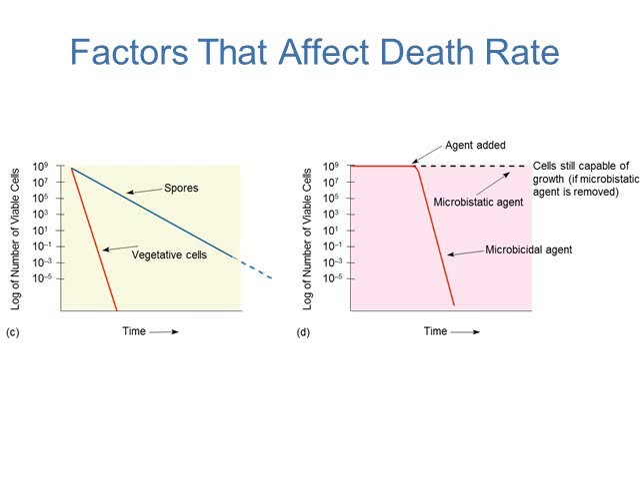Other factors include the type of organism that is living on the object. If you have spores, it's going to take longer to get rid of the spores than it is to get rid of the vegetative or the metabolically active cells. You can also look at the type of agent that's used. A microbistatic agent just slows down the growth, or if you use a microcidal agent, that's actually going to kill the living organism that's on the object you're trying to sterilize or disinfect.